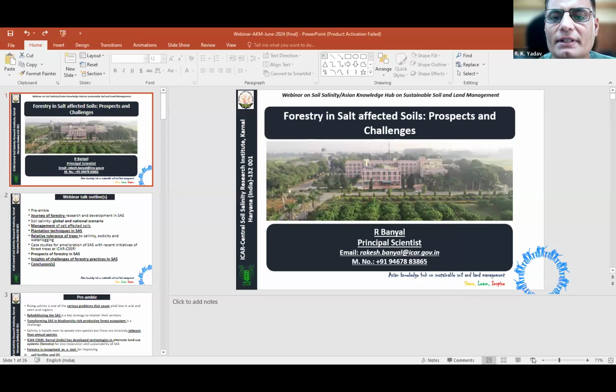And myself, Dr. Rakesh Panyar, working here as a principal scientist in the Central Soil Salinity Research Institute, which comes under the umbrella of the Indian Council of Agricultural Research. Before I go to the topic, I must say good morning from India, good afternoon, good evening to all who are joining virtually to this very pertinent seminar on soil and land management for sustainable targets, that too with salinity.